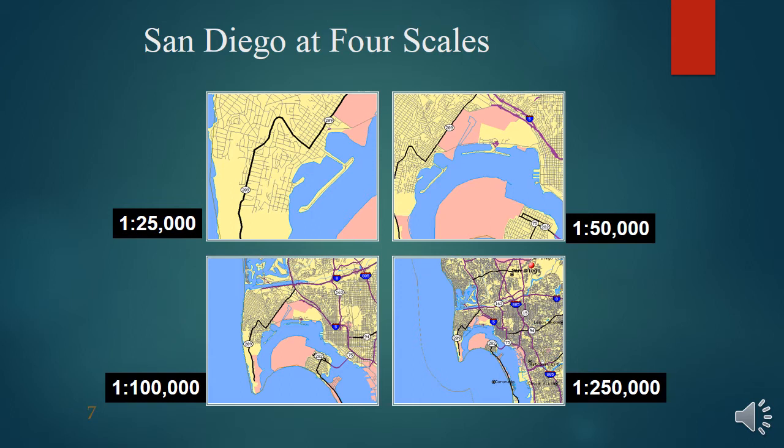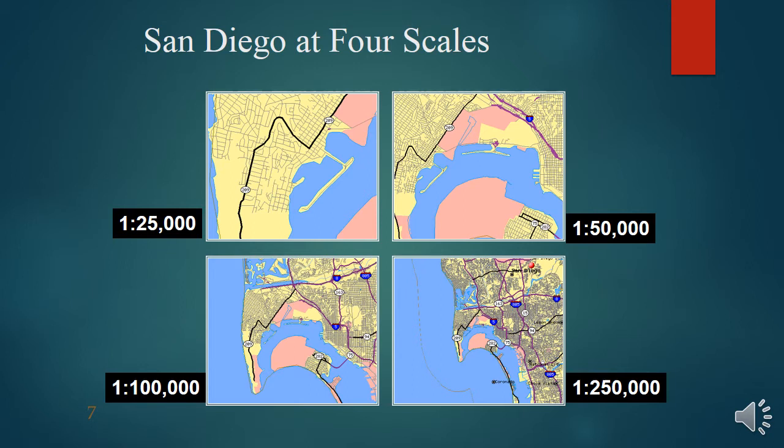This is San Diego represented at 4 different levels of a representative fraction. From the largest scale representation, which would in this case be which one, if you want to think about it here for a second, probably the 1 to 25,000 here, to the smallest scale, or the 1 to 250,000 scale in the bottom right.